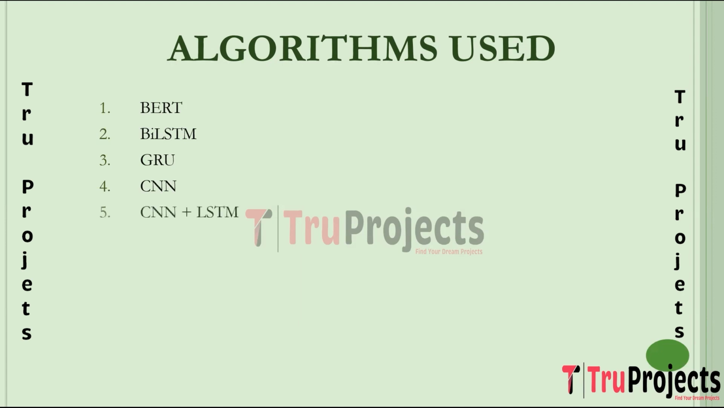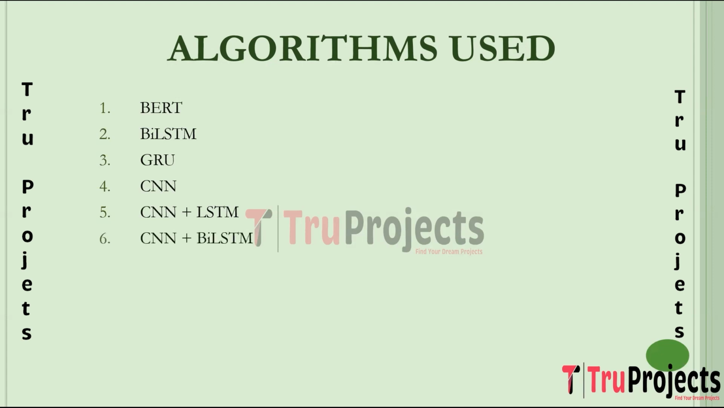The next algorithm is CNN with LSTM. This hybrid model combines the strengths of CNN for local feature extraction and LSTM for capturing long range dependencies in sequential data. It is employed to capture both local and sequential patterns in tweet text, providing a comprehensive approach to understanding linguistic features.